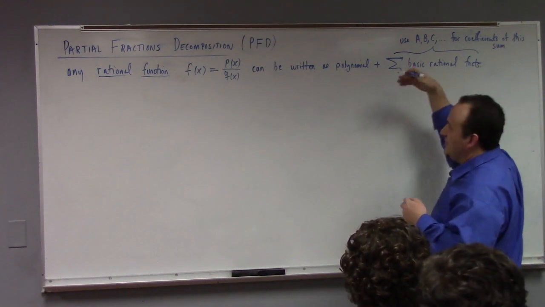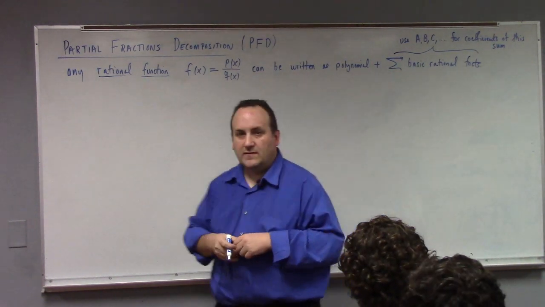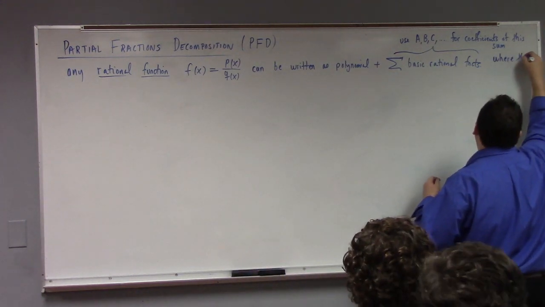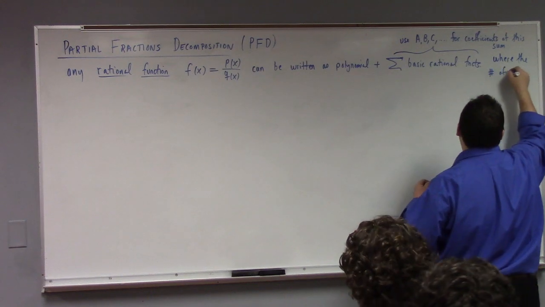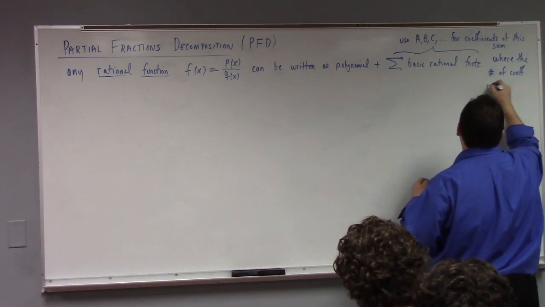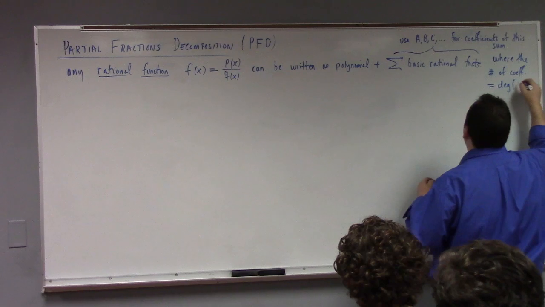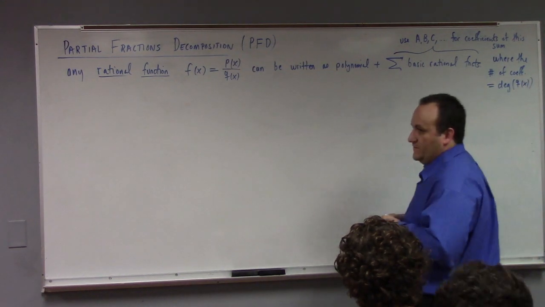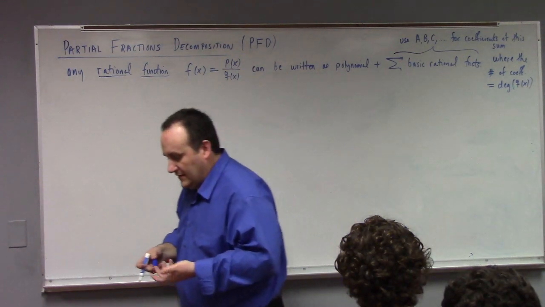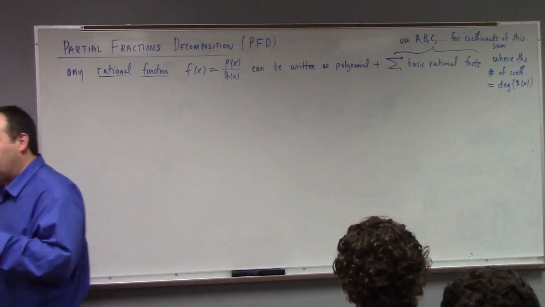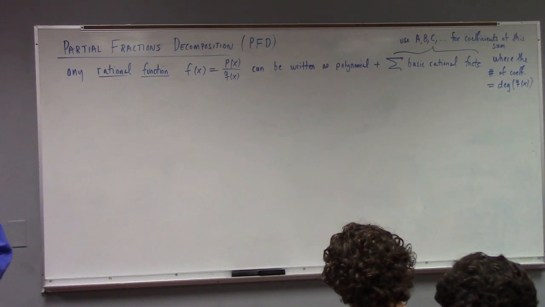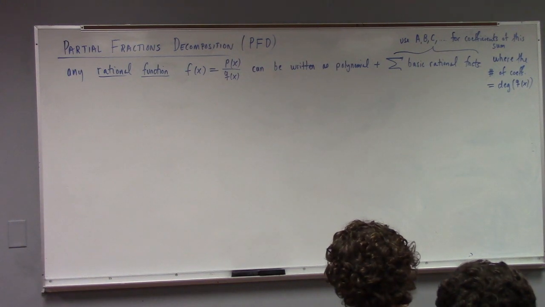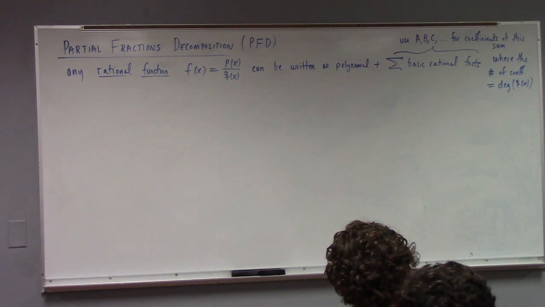All right, and how many coefficients do you need? The number of coefficients equals the degree of q of x. So if your denominator is a quadratic, you need an A and a B. If your denominator is a cubic, you're going to face A, B, C. If your denominator is a quartic, A, B, C, D. If your denominator is a quintic, A, B, C, D, E. And we can go on, right?